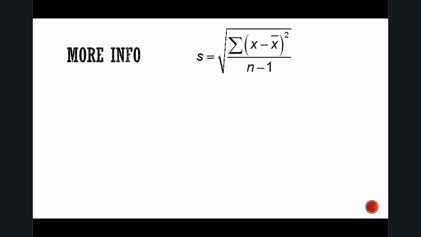So here's the formula for standard deviation, where X bar is the mean. For each piece of data, you subtract the mean from it and you square it. You sum all those together. You divide by the number of pieces of data minus 1, and that gives you the sample standard deviation. If you're calculating the standard deviation of a population, you use n instead of n minus 1.